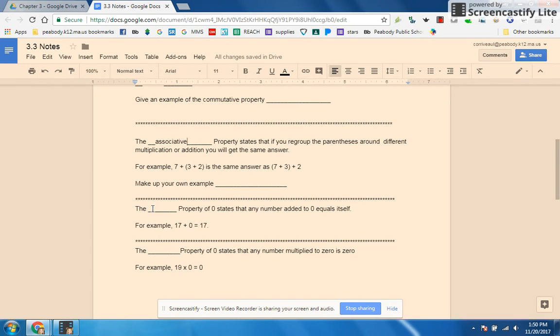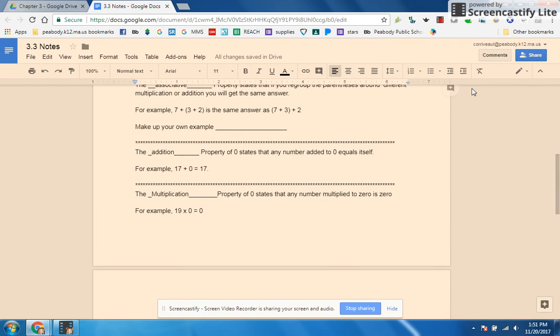The next one, the addition property of 0, states that any number added to 0 equals itself. That says if you take any number on the planet and you add 0 to it, you get the same number you started with. So for example, 17 plus 0 is 17. The next one, the multiplication property of 0, states that any number multiplied by 0 is 0. That says anything times 0 is 0. All right, so let's try some actual examples of these properties.